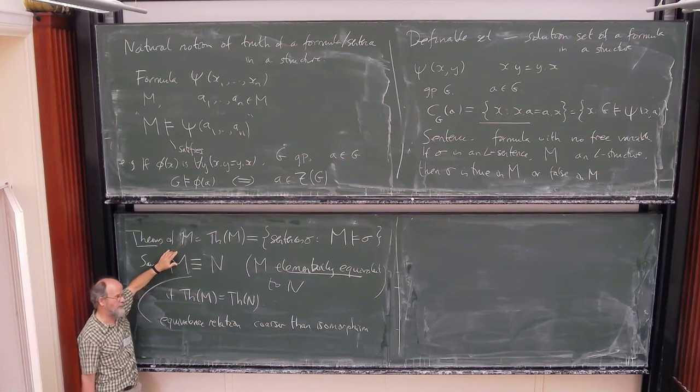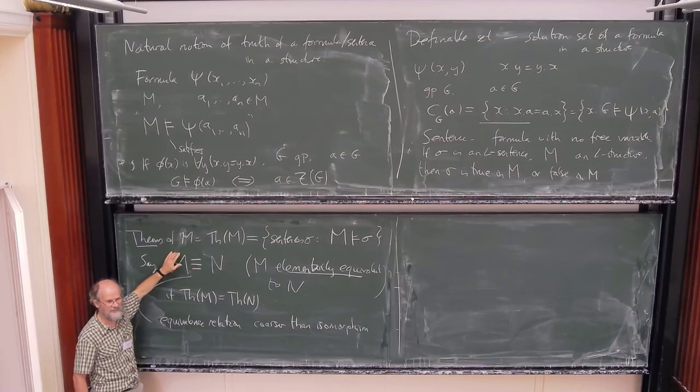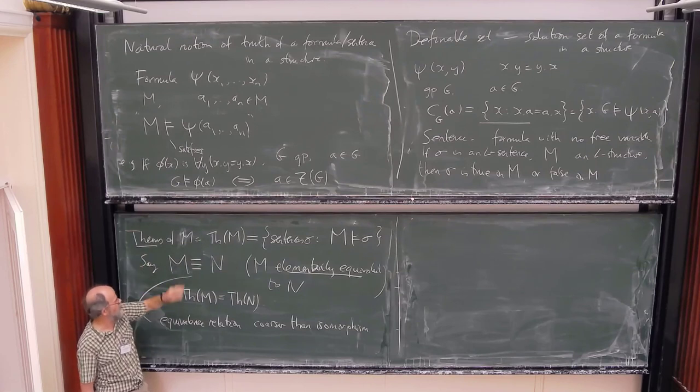So this is part of the power of model theory, that you can move between structures satisfying the same sentences. You want to prove something in one structure, maybe it's a first order statement, you prove it in a different structure, which is elementarily equivalent. So that's one point of view.